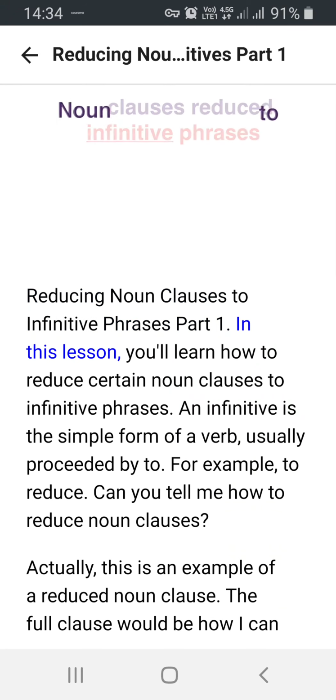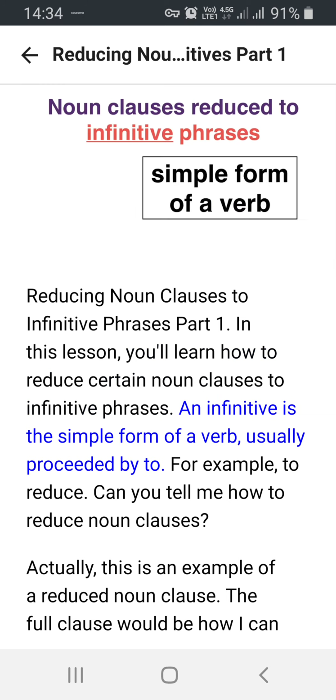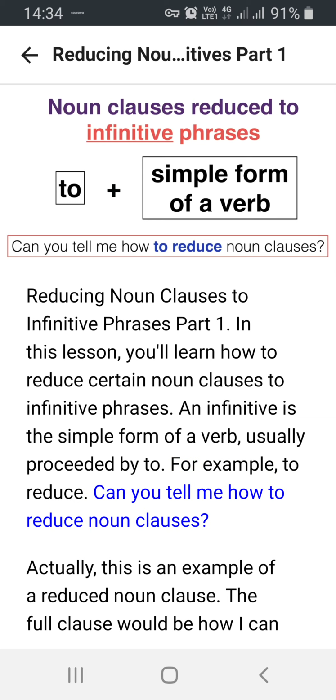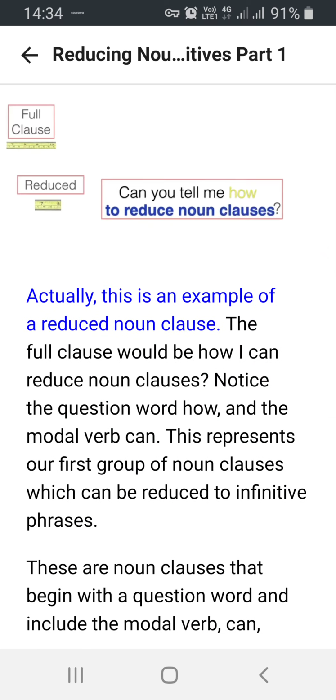In this lesson, you'll learn how to reduce certain noun clauses to infinitive phrases. An infinitive is the simple form of a verb, usually preceded by to. For example, to reduce. Can you tell me how to reduce noun clauses? Actually, this is an example of a reduced noun clause. The full clause would be how I can reduce noun clauses.